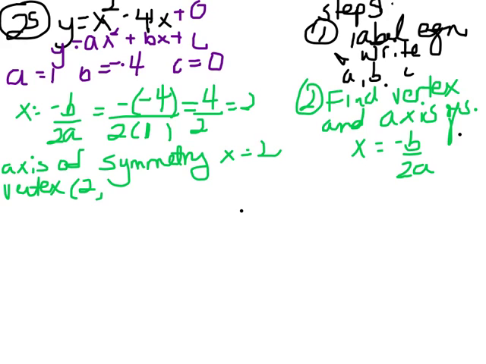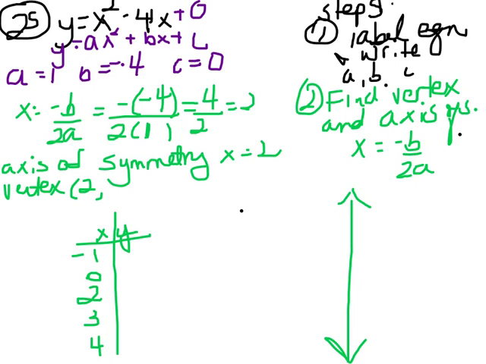I can plug this in by hand. So I'm going to make a little place to plug in values here. Since my vertex is at 2, I'm going to put the 2 here. I'm going to plug in 2 numbers to the left of it and 2 numbers to the right. I'm going to choose negative 1 and 0, and then 3 and 4. I'm just choosing some random numbers around it, and I'm hoping I get nice, pretty values out of this. I should, because I don't have any fractions in this one.